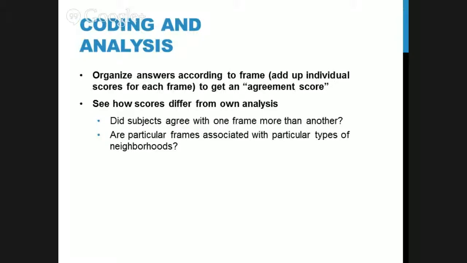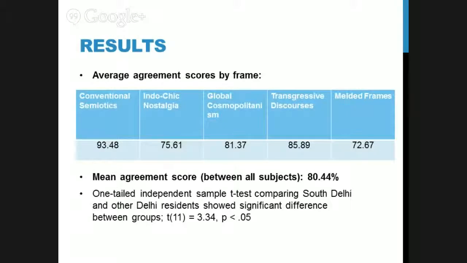So what I did after adding up all the individual scores for each frame, it was sort of an agreement score, because that's what I was looking at. I really wanted to see how much they were agreeing with me in terms of these characterizations that I was making. And just sort of curious, okay, well, did they agree with one frame more than another? Are there certain frames associated with neighborhoods? So this is what I got.